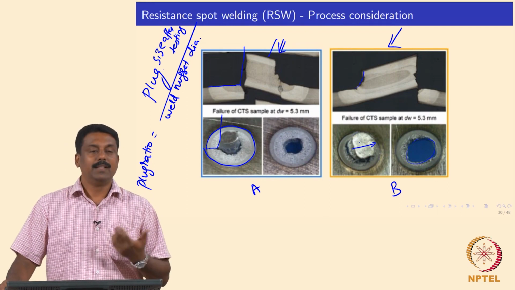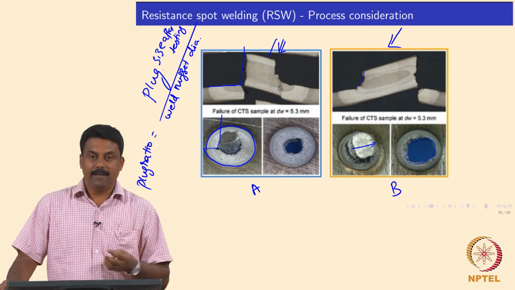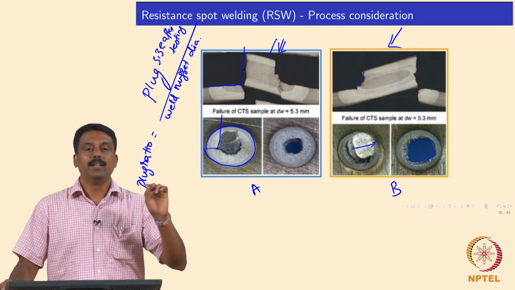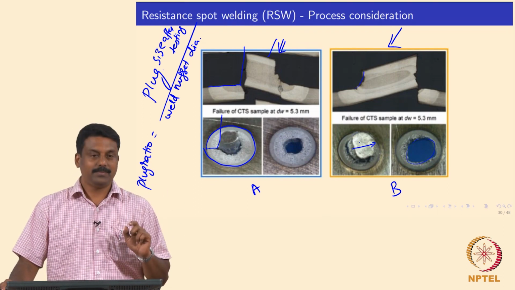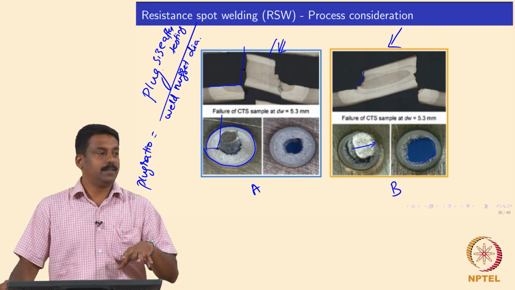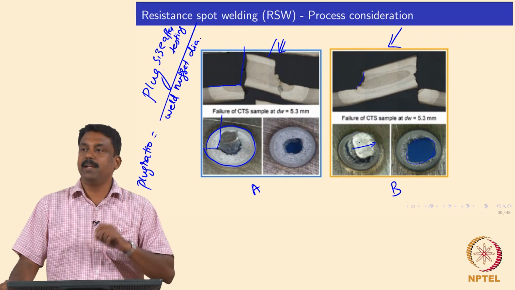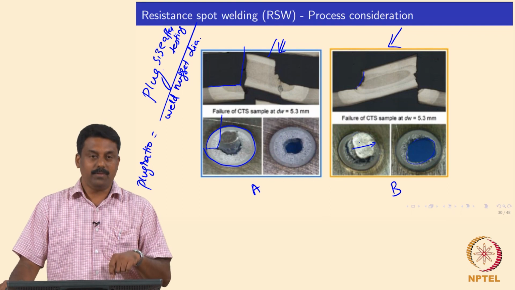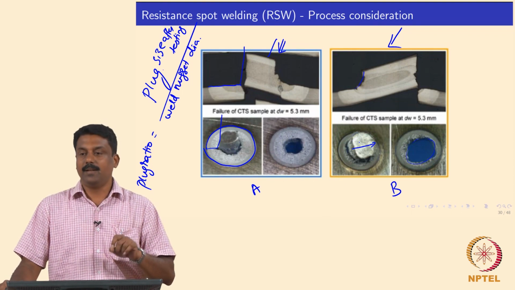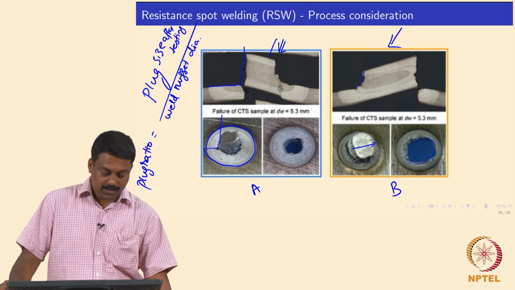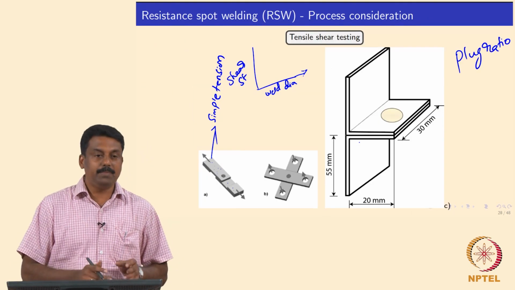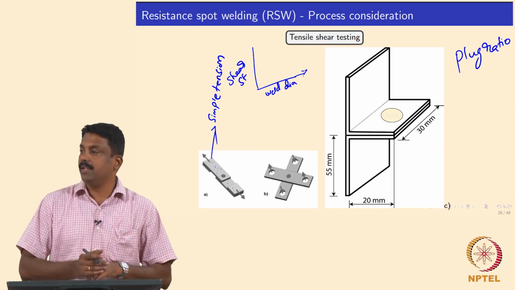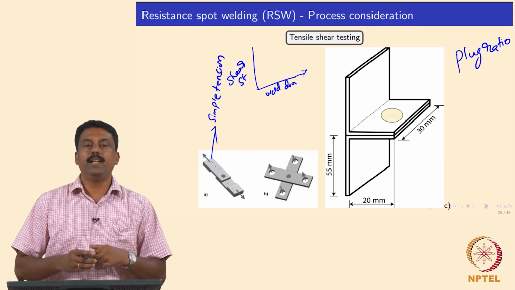Okay. So, obviously during this test, if the plug is intact, what does it mean? The weld did not fail. The failure has happened elsewhere in the base material or heat affected zone. Okay. So, apart from the strength, it is also important to understand the plug ratio. When you are measuring the mechanical properties of the resistance spot weld, it is important to understand not only the strength of the weld, because the strength of the weld, if you look at in this test, is a function of even the base material, is it not? So, that is not a clear indication about the weld property.